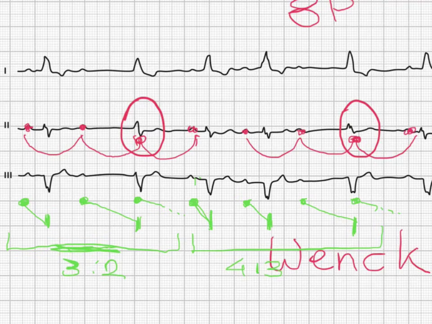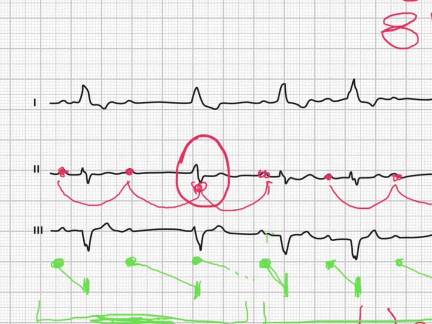So in Wenckebach, sometimes it needs some kind of detective work to find out which P's are conducted and which ones are blocked. But there's another abnormality in this case, and it is that even the conducted QRS complexes are widened. They are broad complexes, and in lead standard 1 they have this typical pattern of left bundle branch block.